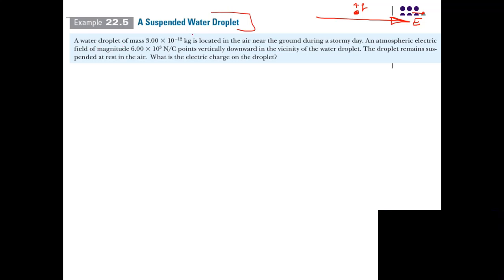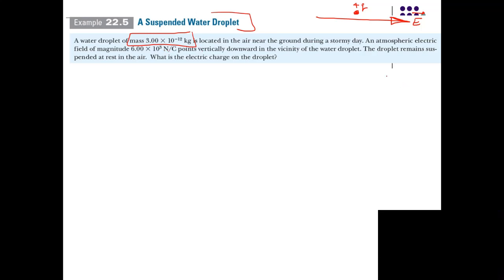Okay. Here the question is about a suspended water droplet. A water droplet of mass m is located near the ground during a stormy day. An atmospheric electric field of magnitude 6 times 10 to the power minus 3 Newton divided by Coulomb.